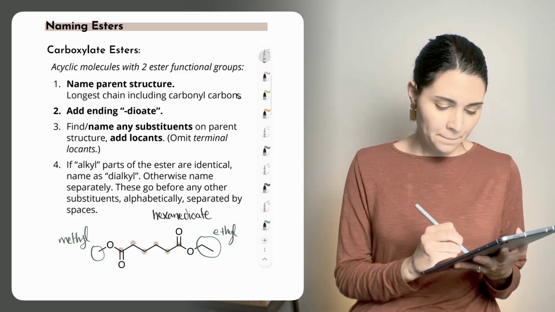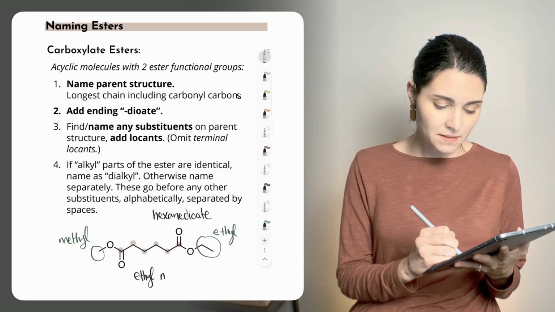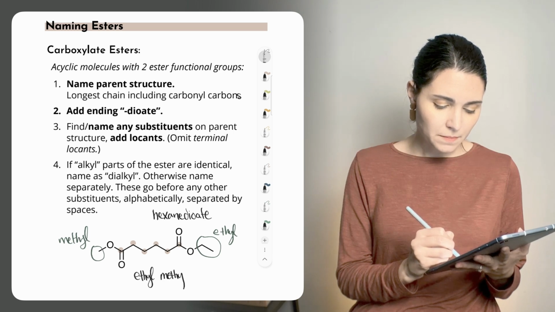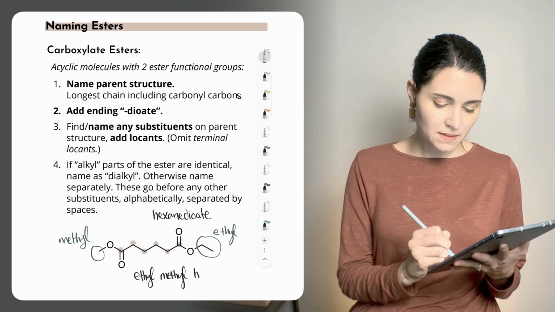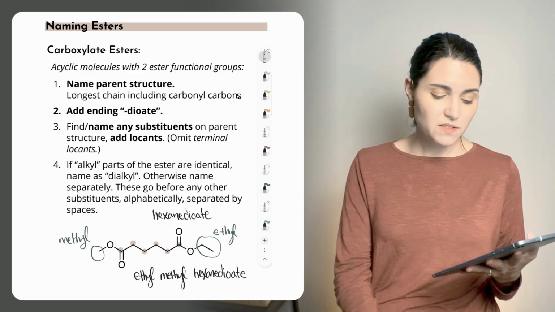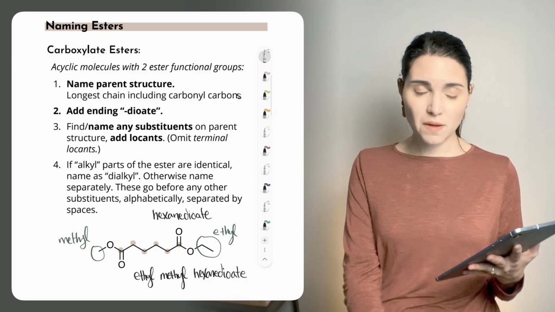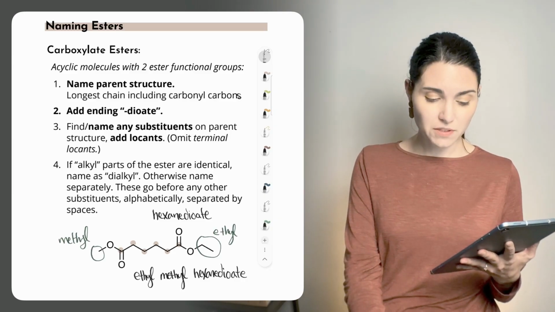So this is going to be ethyl space methyl space hexane dioate. And so that ethyl space methyl space is what signifies that the ethyl and methyl belong to the ester functional group.